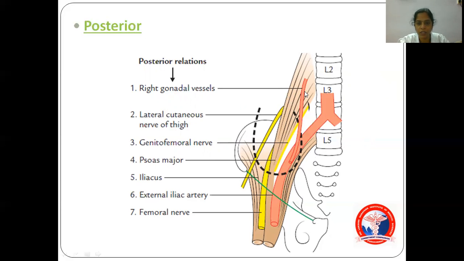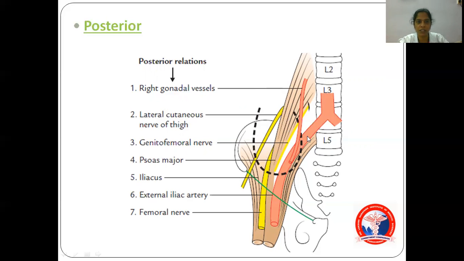You already know we have psoas major medially, then laterally quadratus lumborum, but this cecum lies in the iliac fossa. So in the iliac fossa, what muscle do we have? We have the iliacus muscle. So that iliacus muscle is related posteriorly. So posteriorly, we have psoas major muscle and iliacus muscle.